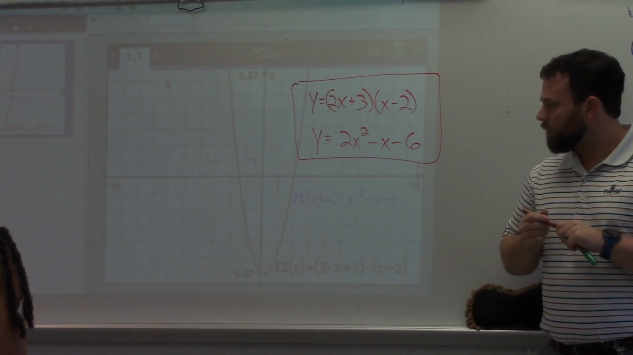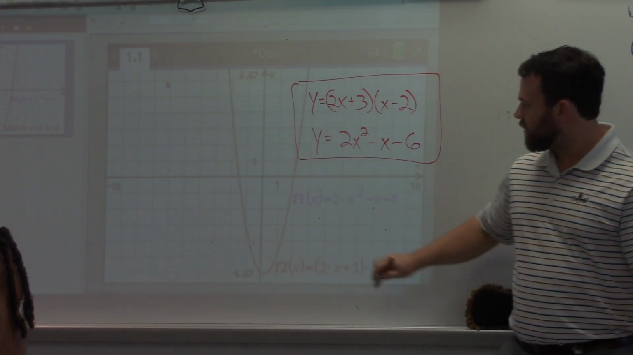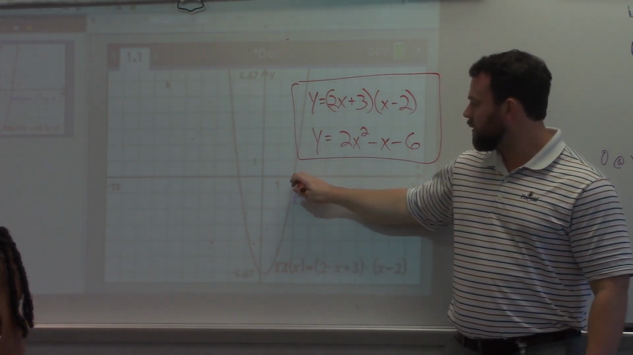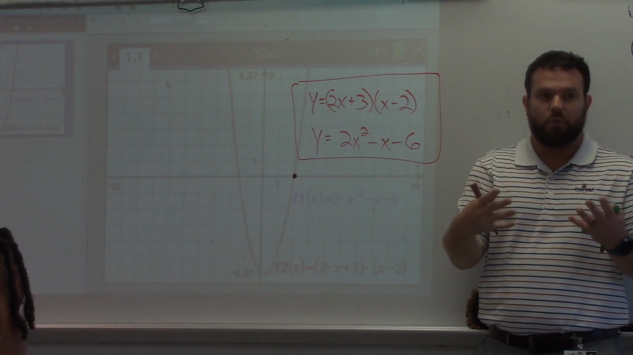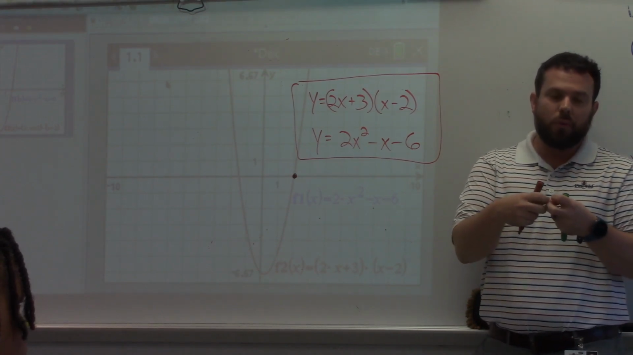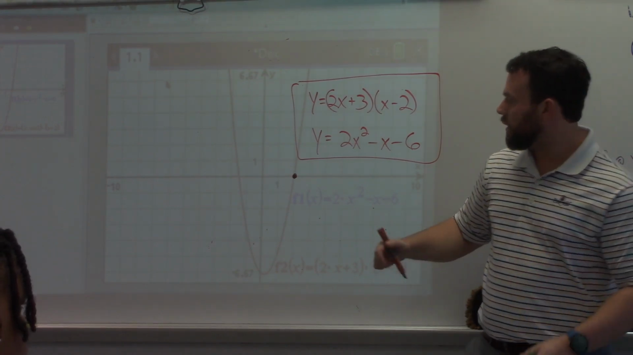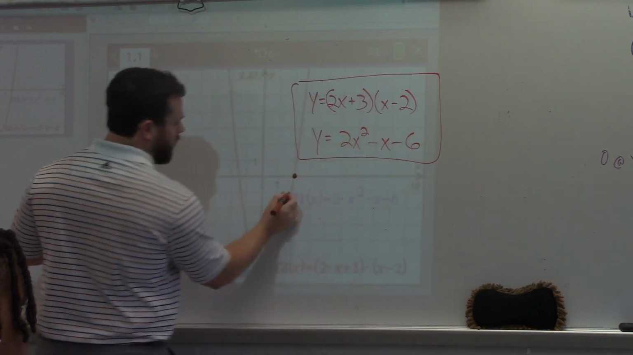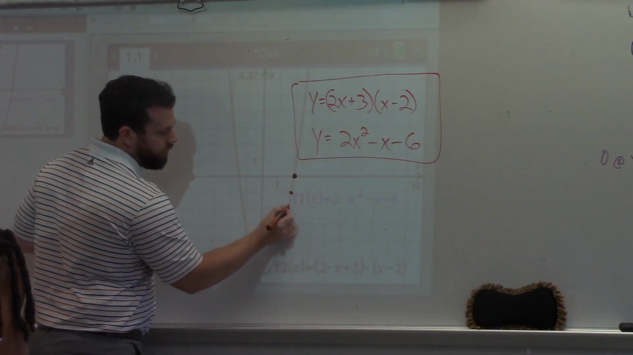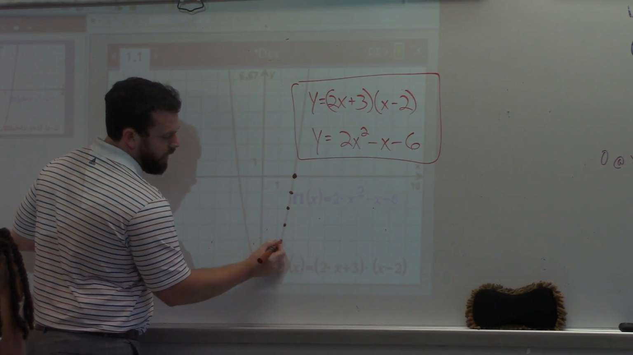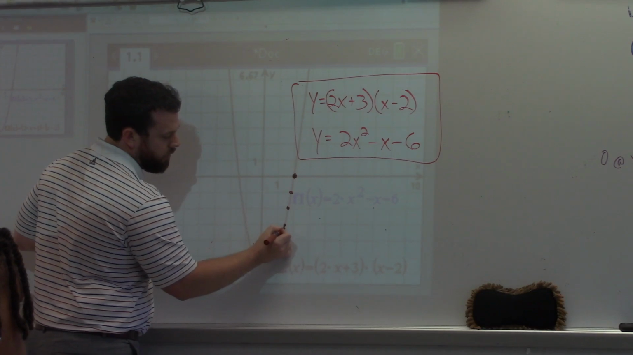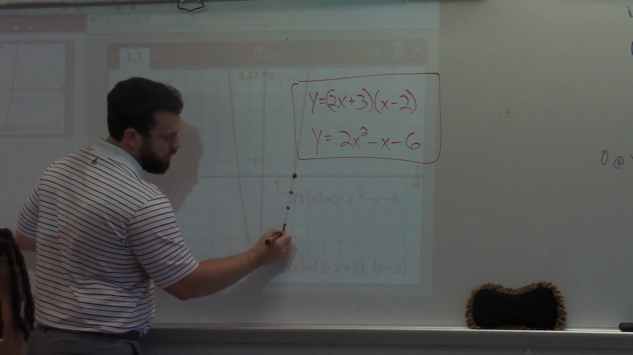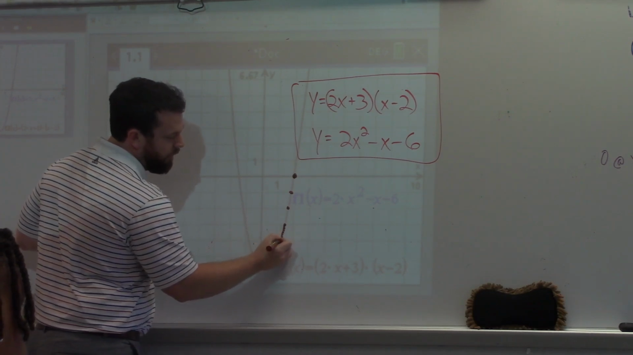So, here's what we need to remember: there's a point right here. Even though it's not shown as a point, that curve is made of points. How many points are on this curve? Not just 2, not just 3. A lot of points. More than you can count. Infinity. There are infinitely many.